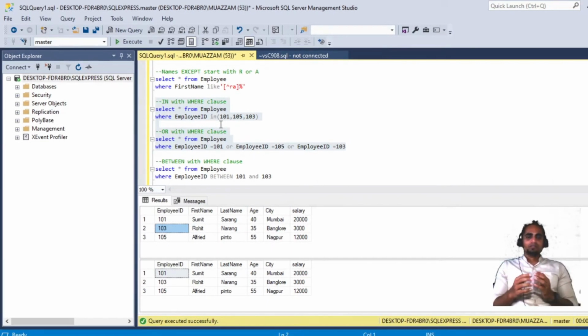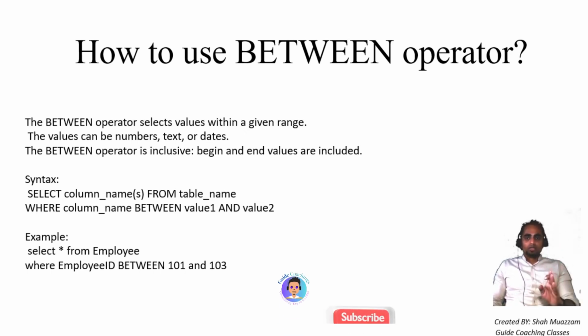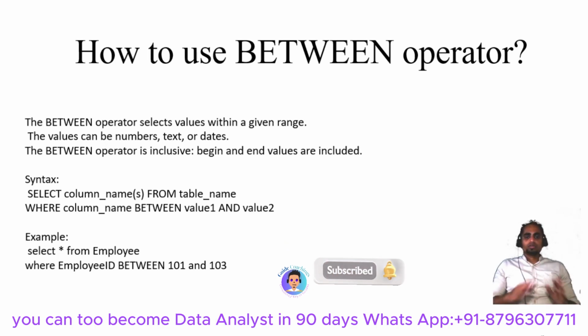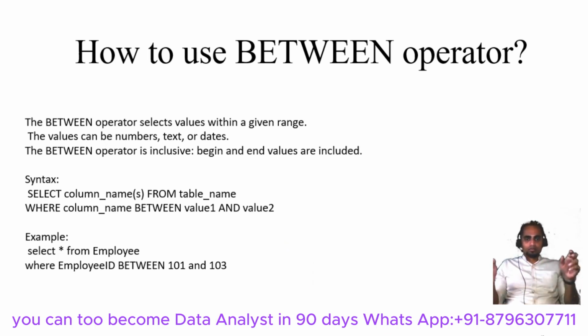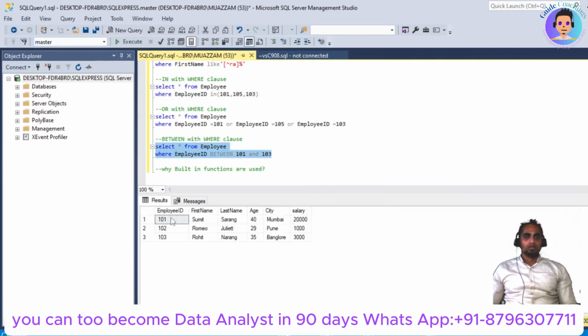When we are dealing with big queries, we need to shorten our query as much as possible. The between operator is used for giving a certain range. It could be for numbers, for text, and for dates. In the example, select star from employee where employee ID between 101 and 103, it will take all the employees who are between 101 and 103. If I execute this, I will get 101, 102, 103.